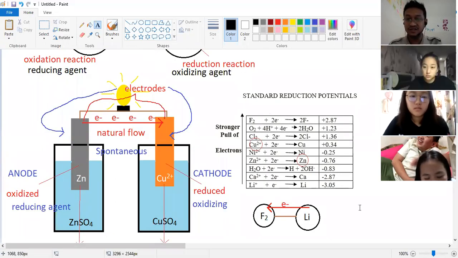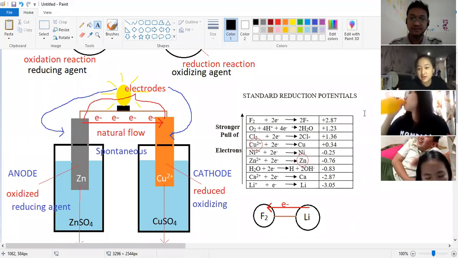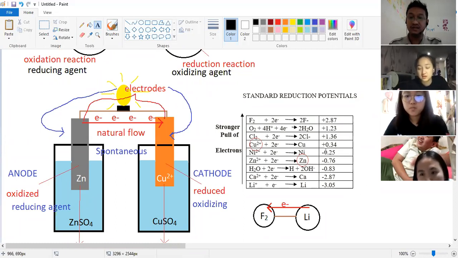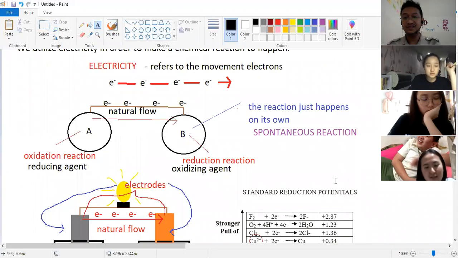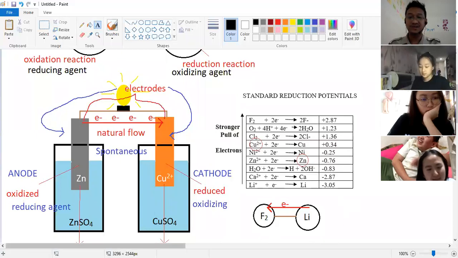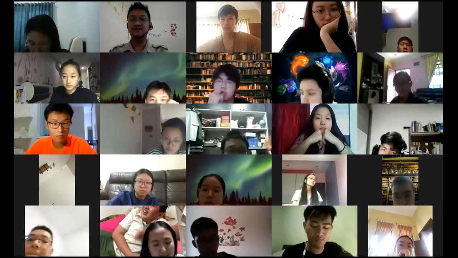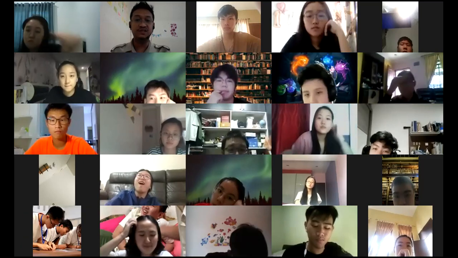Yes, Erica? Just now you said you will give more examples for the standard reduction potential, or do we just copy this one? There are some others. Some will appear in your test paper, and the others will appear in your other activities. You don't need to memorize the table. I will be the one to give it to you. Okay, teacher. Are there some more questions? No question. Okay, if no more questions, I will share with you the screenshot of that.